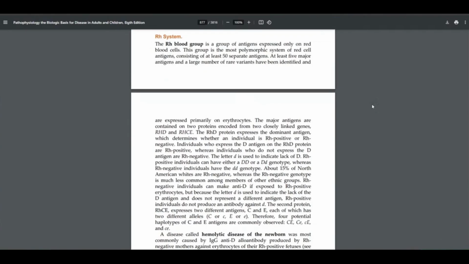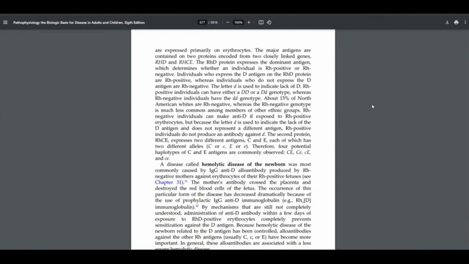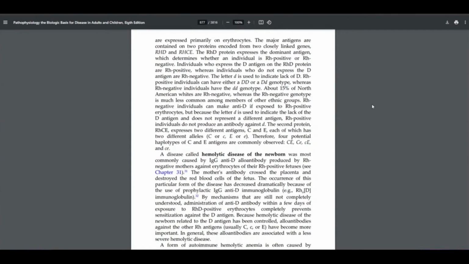The Rh blood group is a group of antigens expressed only on red blood cells. This group is the most polymorphic system of red cell antigens, consisting of at least 50 separate antigens. At least 5 major antigens and a large number of rare variants have been identified and expressed primarily on the erythrocytes. The major antigens are contained on 2 proteins encoded from 2 closely linked genes, the RHD and RHCE.